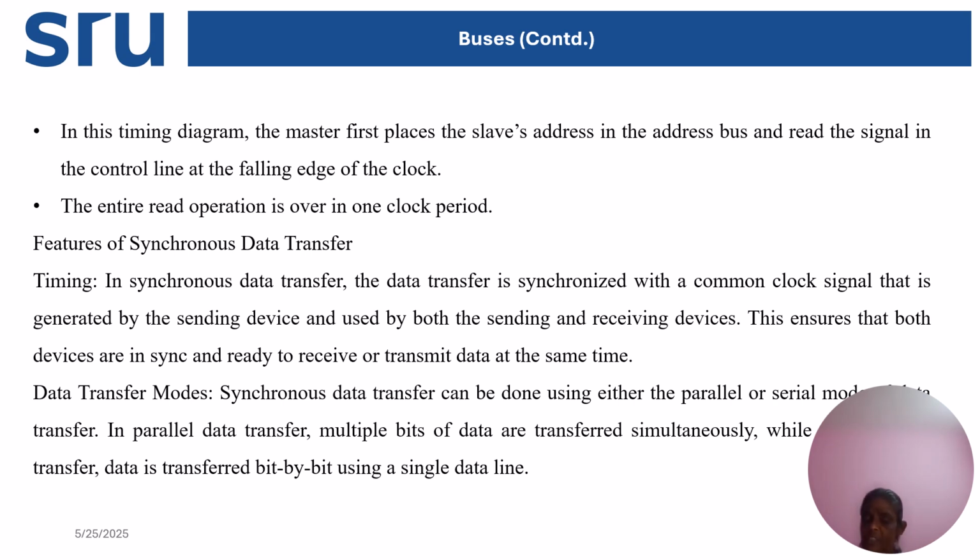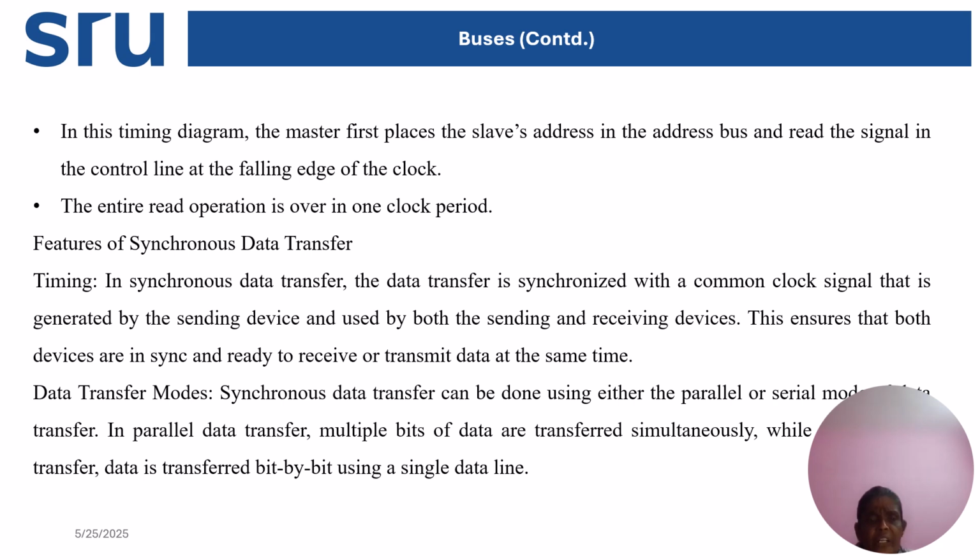It is almost equal to the master, so it has the whole control. It has the main clock, from which it supplies the clock to the receiver. The clock is generated by the sending device and used by both sending and receiving devices. This ensures that both devices are in sync. The same clock keeps them ready to receive or transmit data at the same time. So there is no time delay.